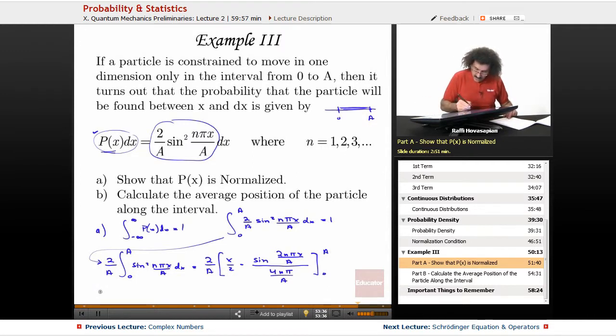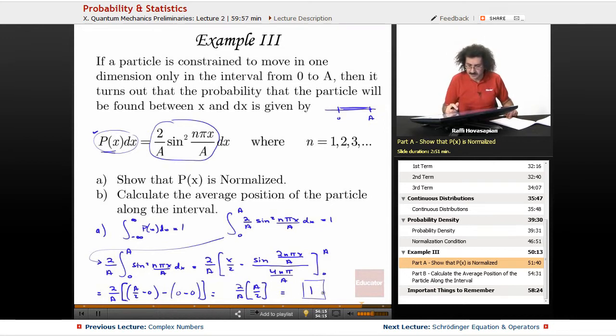Okay, now when I do this, it's going to be 2 over a. I put in a and I put in 0 in here. I'm going to end up getting a over 2 minus 0 when I put a in here, minus, now I put 0 in here, 0 minus 0. So I end up with 2 over a times a over 2, which equals 1. So yes, this is already normalized.